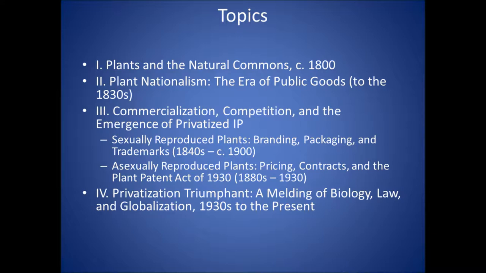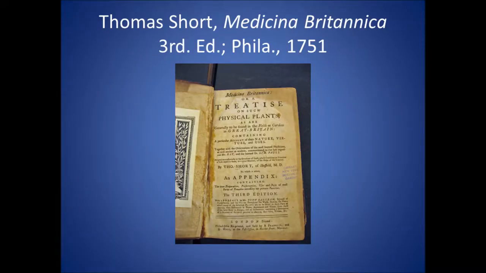And that is the publication by Benjamin Franklin in Philadelphia in 1751 of an edition of Medicina Britannica by the English physician Thomas Short. Here's the cover. This was a treatise on plants as materia medica, all of them readily available in Great Britain, and a number in the American colonies too, that explained their nature and medical uses. Several of such handbooks were available in Britain at the time. So why did Franklin choose to publish this one?